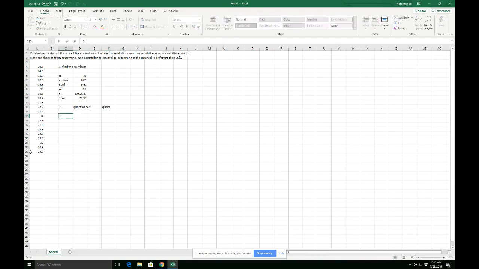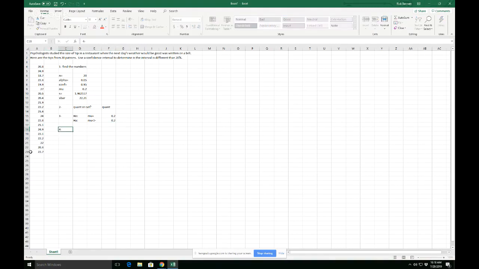Step number 3, find the null. Technically, you don't need to do this, but I think it's actually useful for students to do it, because it'll help you think through the confidence interval, especially at the end. Okay, so the null hypothesis is mu equals 0.2. The alternative is mu doesn't equal 0.2. This just says different than 20%, right? So mu is different than 20%.